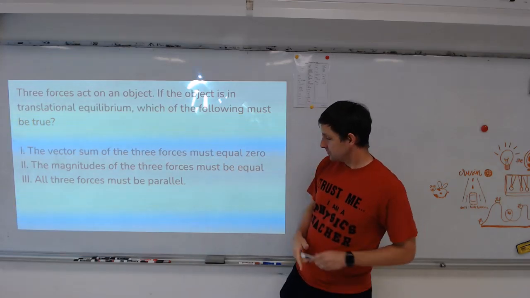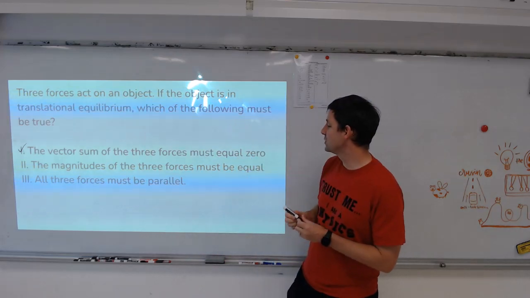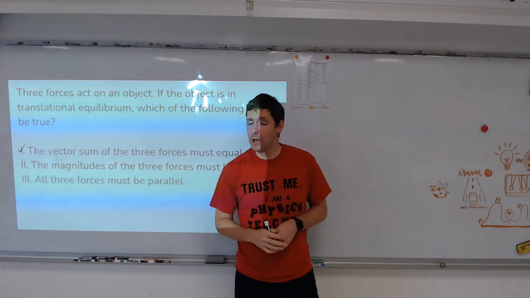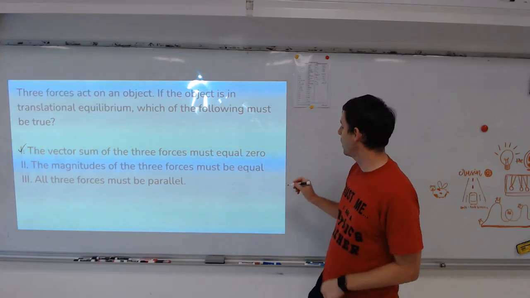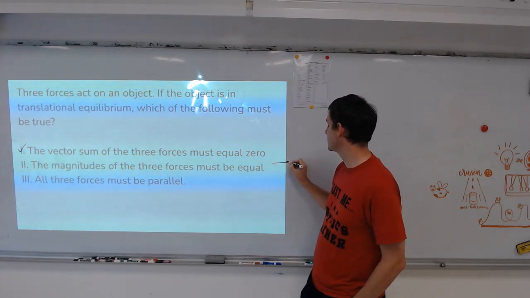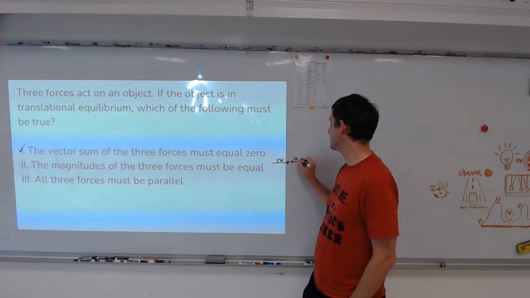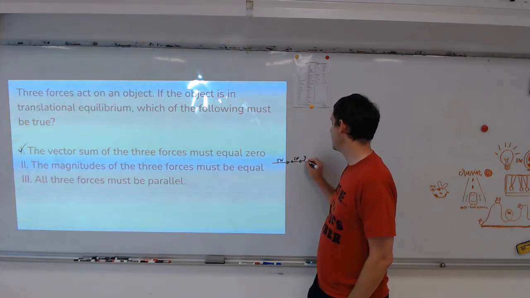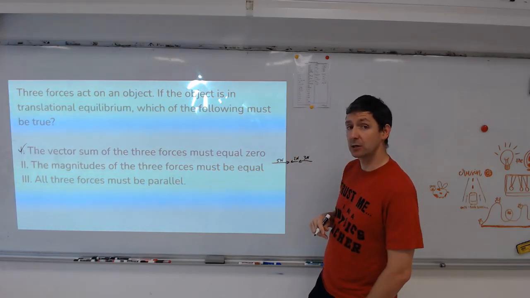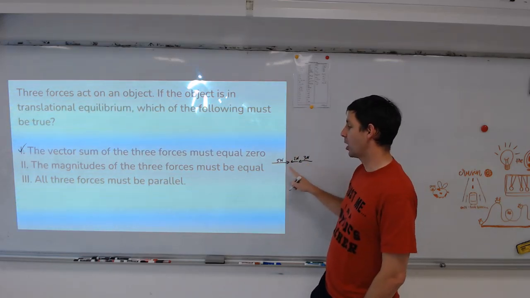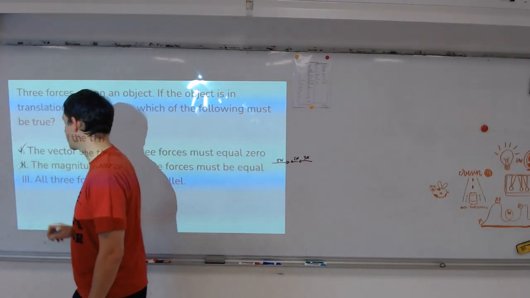Number 1, yeah, I'm okay with that. Number 2, the magnitudes of the 3 forces must be equal. Absolutely not, right? And I can show you an example of why that would not work. I could have a force of 5 newtons this way, a force of 2 newtons that way, and a force of 3 newtons that way. Those would all balance out and give me that translational equilibrium. However, those 3 are not equal. So number 2 must not be true. It doesn't have to be true.